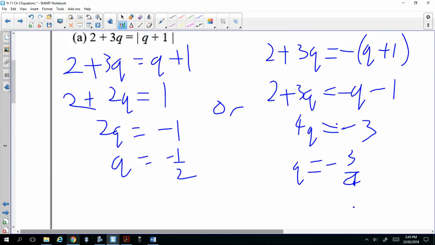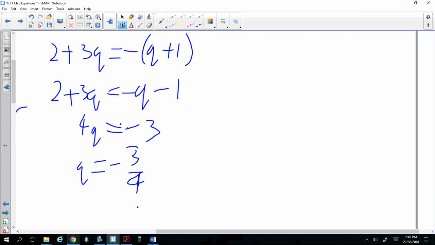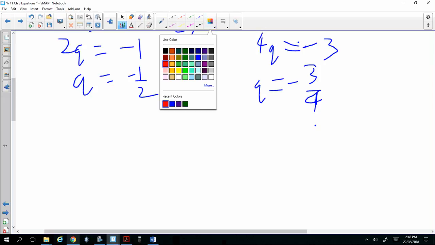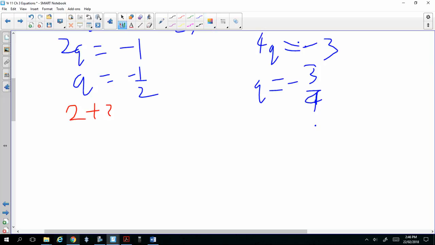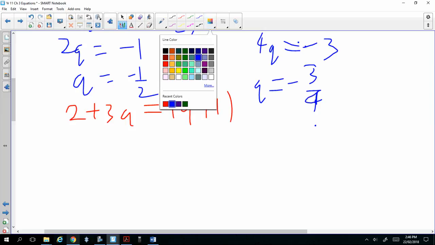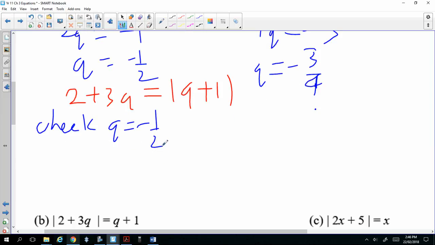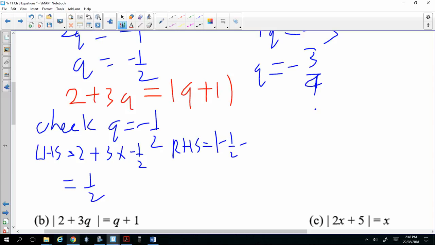Okay, so we've got these two solutions, and then we have to check both of them. How do we check it? We'll write down the original equation: 2 plus 3q equal to absolute value q plus 1, and then we check. So we check the first one, q equal to negative half. Left hand side is 2 plus 3 times negative half. Using a calculator, it should be half. And then on the right hand side, it's the same thing, also half. So therefore, that's a solution.